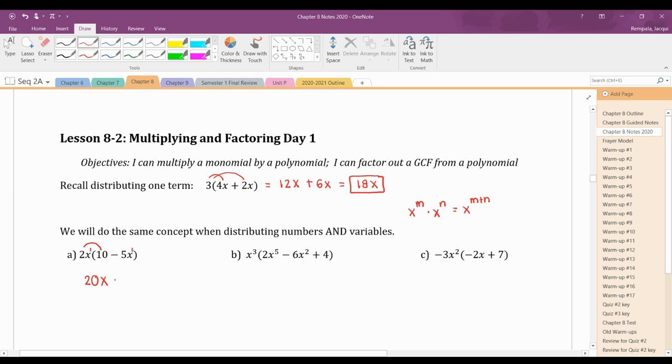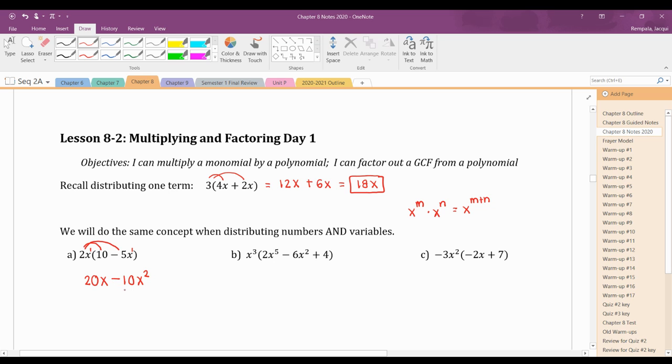I see that there's a subtraction sign, so I'm going to bring that down. And now I'm going to distribute the 2x to the 5x. So I get to multiply the numbers. 2 times 5 is 10. Now that x gets to get multiplied by this other x. So remember, I keep the x and I'm adding the exponents. So there's a 1 on the outside, there's a 1 on the inside. 1 plus 1 gives me a 2.